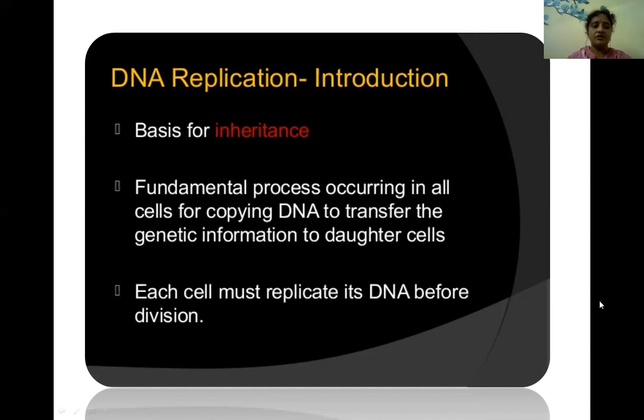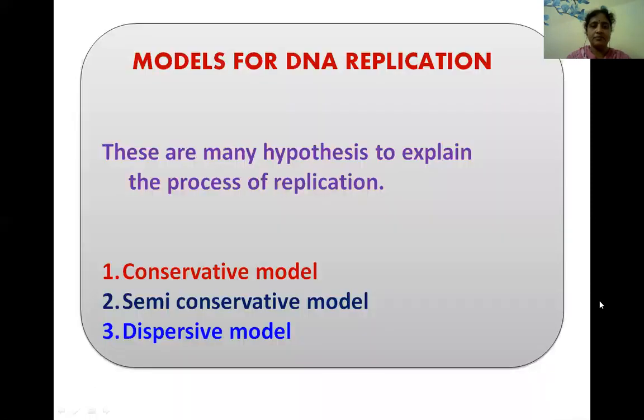Without the replication of DNA, the information would not be passed on and life would cease to exist. It is the basis for inheritance, the fundamental process occurring in a cell. All cells copy DNA to transfer the cell's genetic information to daughter cells. Each cell must replicate its DNA before division.